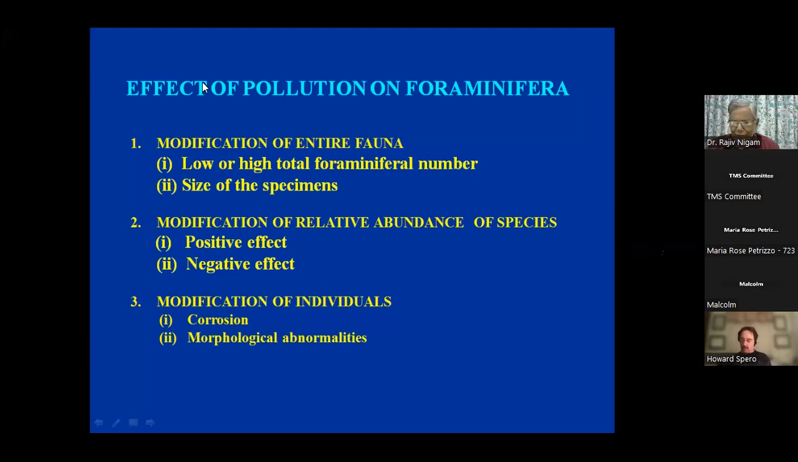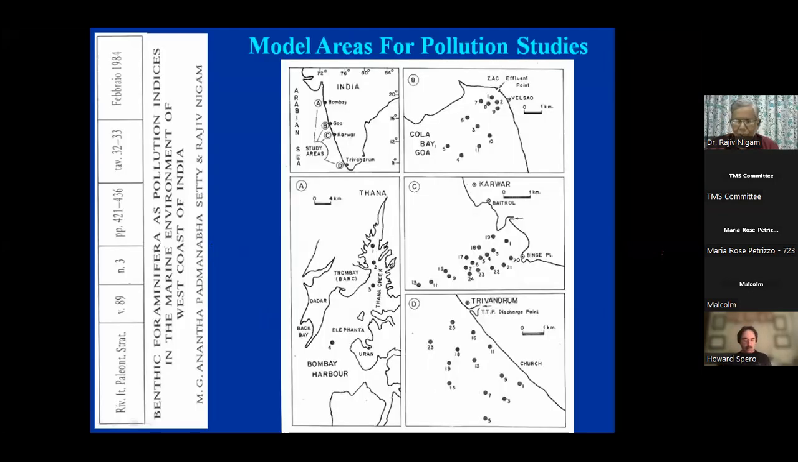With this concept, we did the initial sampling way back in '84, which actually started in '76, but in '84 we brought out the first review paper. It was near Bombay, Goa, Karwar, and Trivandrum. It's along the Indian coast.